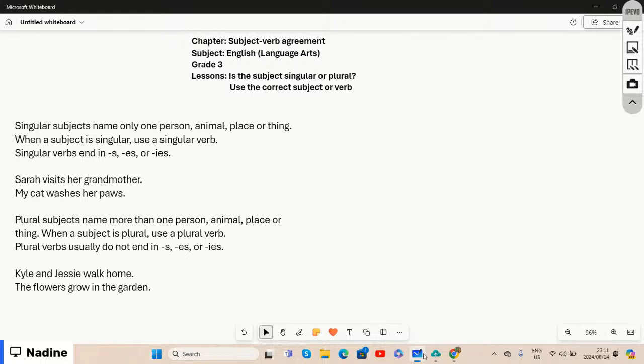And if you look at another example, the example says, my cat washes her paws. So my cat washes her paws, meaning that we're referring to one cat that washes her paws.